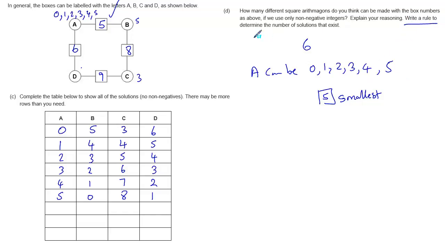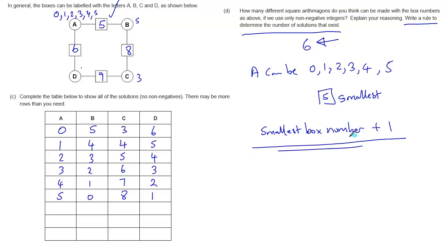So we want a rule to determine the number of solutions that exist. Well, if we look at this one, we went for the smallest box number and we added 1 to get 6. And if you try that with the other ones above, you'll find that that formula does work. So that is our formula, the smallest box number plus 1.